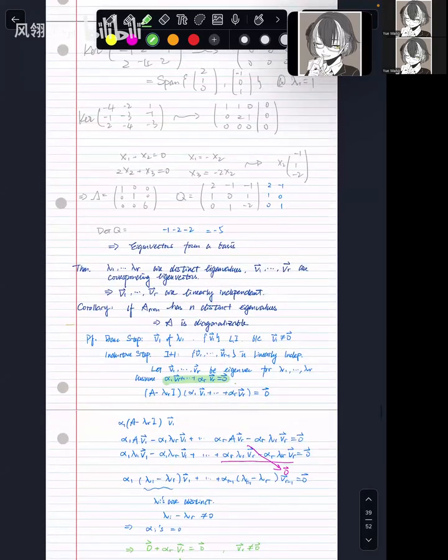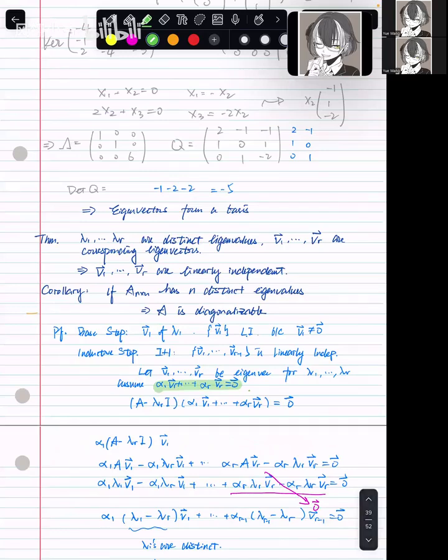Okay. And then we introduce the theorem. If lambda 1 through lambda r are distinct eigenvalues, and v1 through vr are corresponding eigenvectors, so that means if we have 1, 1, and 6, we only consider 1 once. So we would have 2 distinct eigenvalues in this case. Okay. And in this case, the corresponding eigenvectors v1 through vr are linearly independent. That's the theorem.